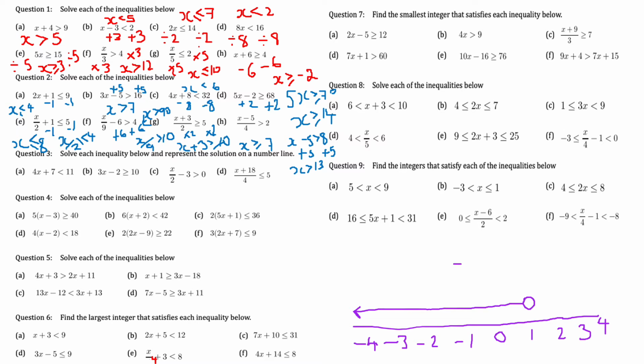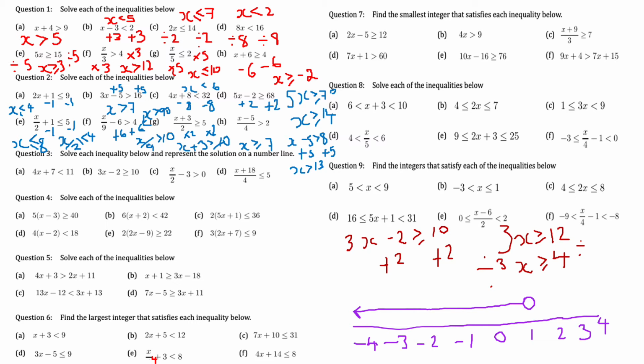For part B, we've got 3x minus 2 is greater than or equal to 10. This time I'm going to be adding 2 to both sides. So adding 2 and adding 2, we have that 3x is greater than or equal to 12. Dividing both sides by 3, we get that x is greater than or equal to 4.